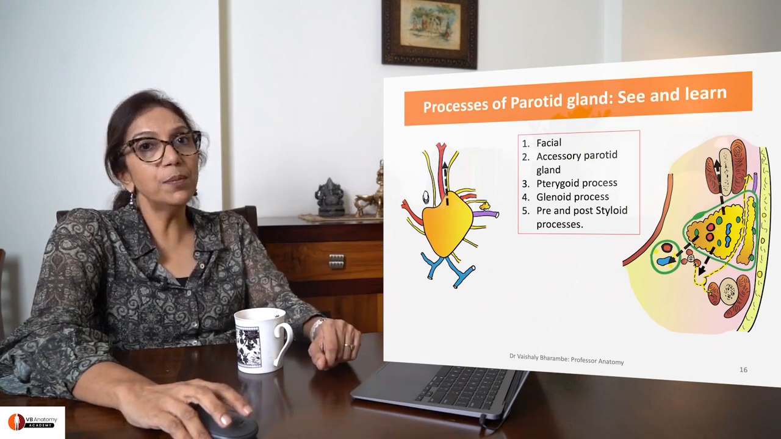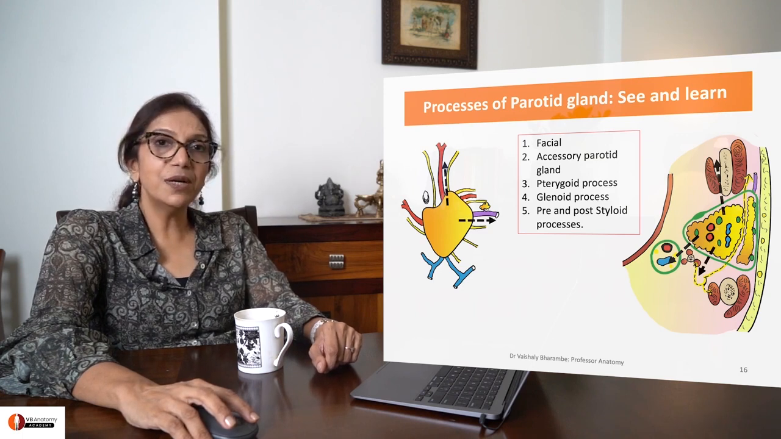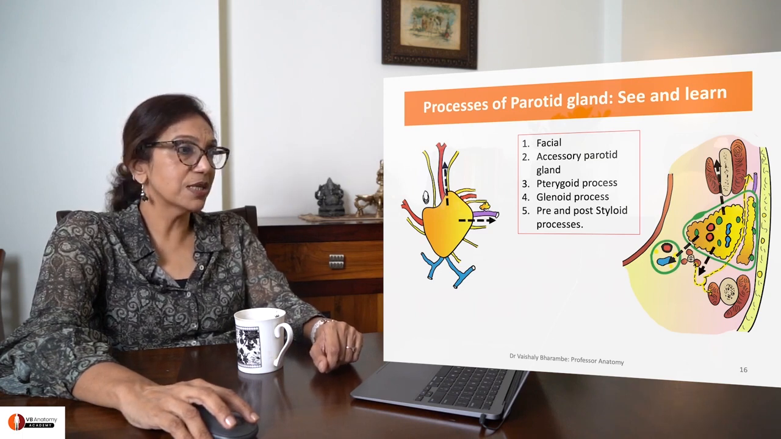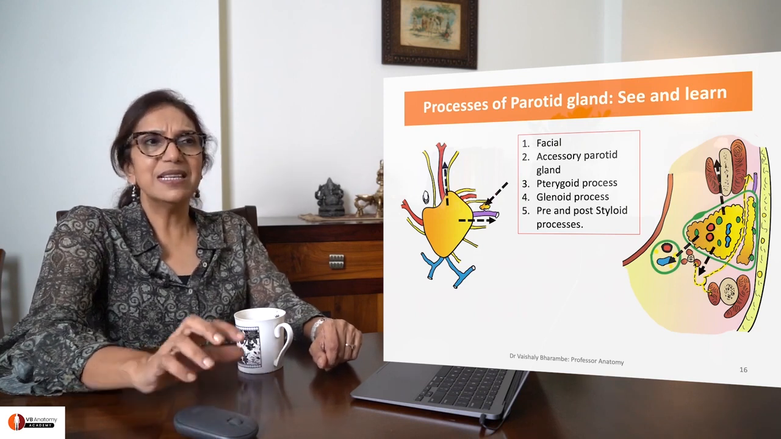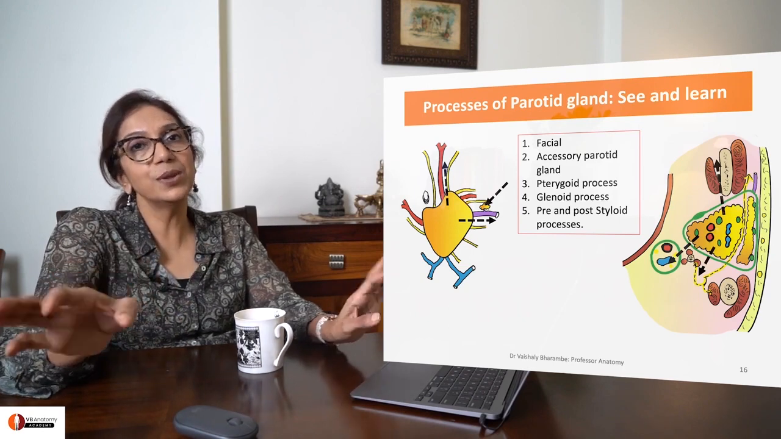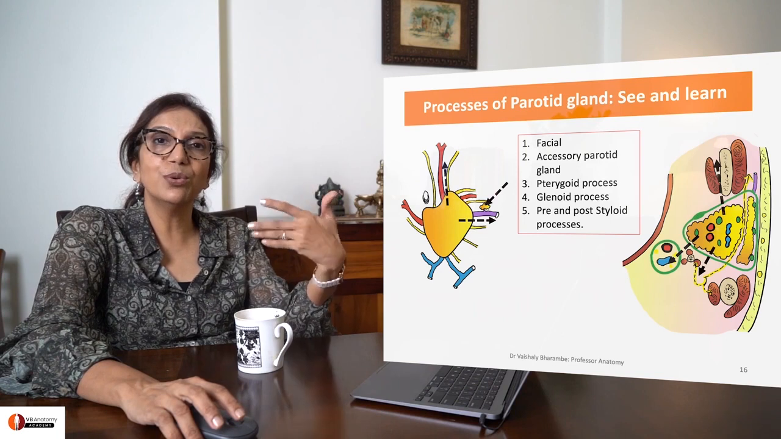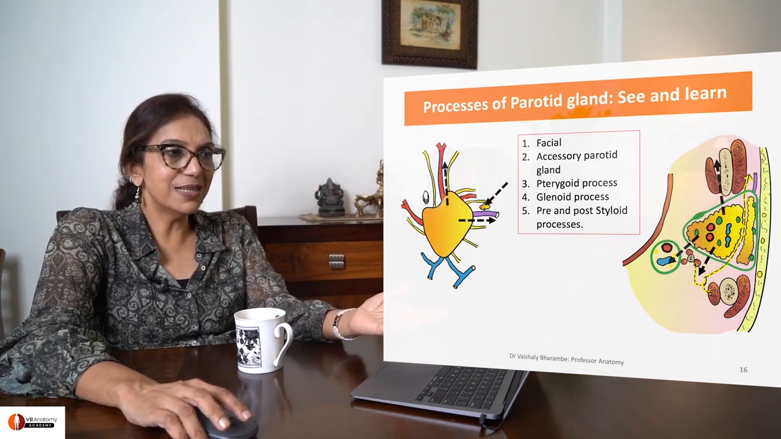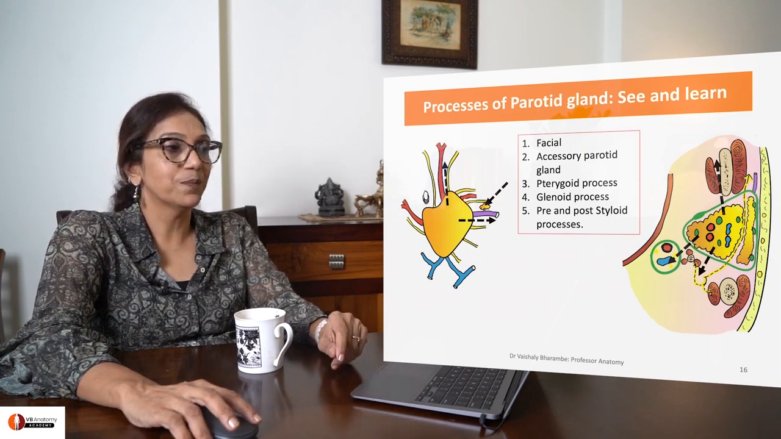This one is going up towards the TM joint, the glenoid process. Forward towards the face, the facial process. As a separate gland, the accessory parotid gland. See, sometimes questions can teach you more than actually teaching you the answers. You test your brain, and it begins to respond to stimulus. Okay, so these are the processes. I don't think you'll have any problem remembering this now.